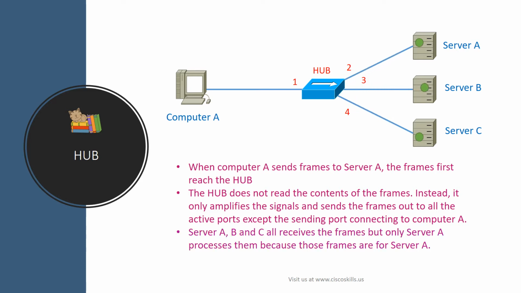Server A, B, and C all receive the frames, but only server A processes them because those frames are for server A. Server B and C drop those frames.